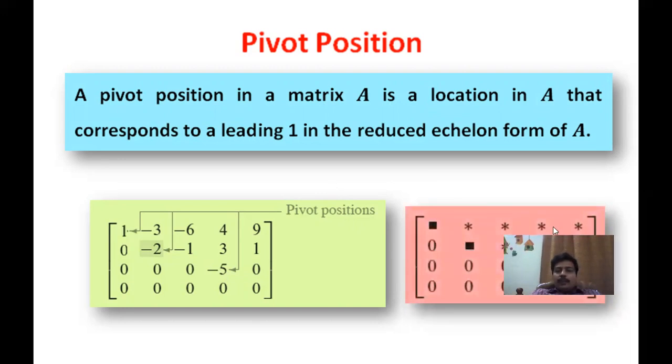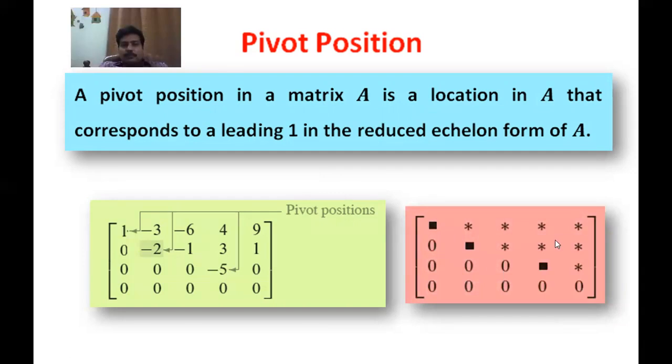Similarly, this is another example. Here, this position is called the pivot position. So the only condition is that this should be non-zero. If it is non-zero, we can convert it into 1 later. So these square boxes should be filled with any non-zero scalar. These star marks can be filled with any number including 0. So these three are the pivot positions.